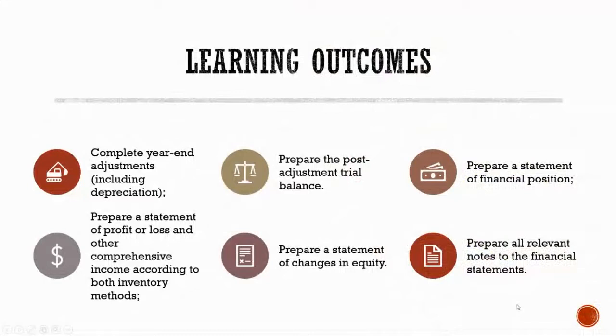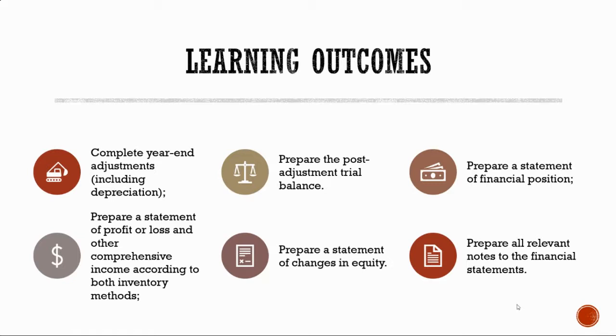Okay, so just to recap what the learning outcomes are, you need to be able to complete year-end adjustments. That is the journal entries. Prepare a post-adjustment trial balance, so that would be making any amendments for any changes to your trial balance to update it. And then based on the post-adjustment trial balance, prepare your statement of financial position. That is where your assets, liabilities, and owner's equity is disclosed.